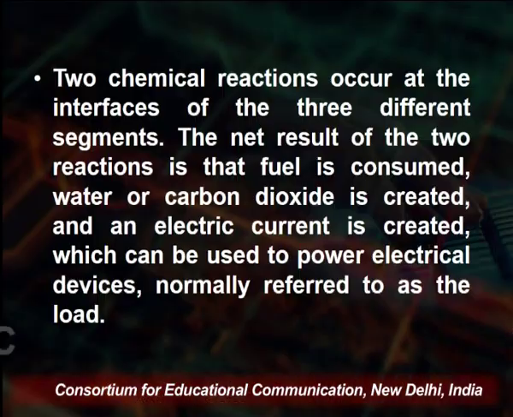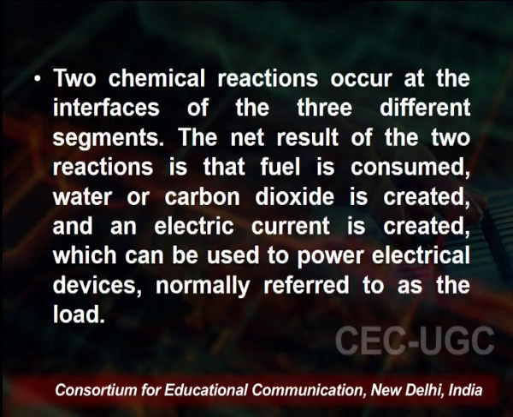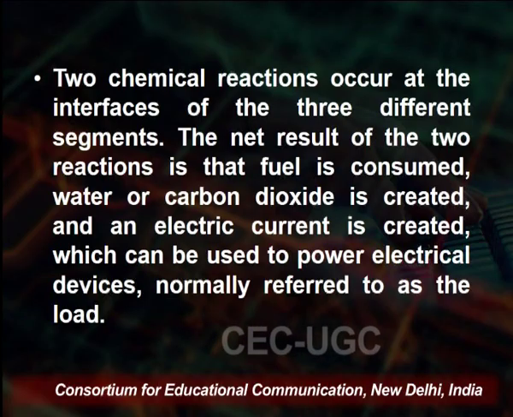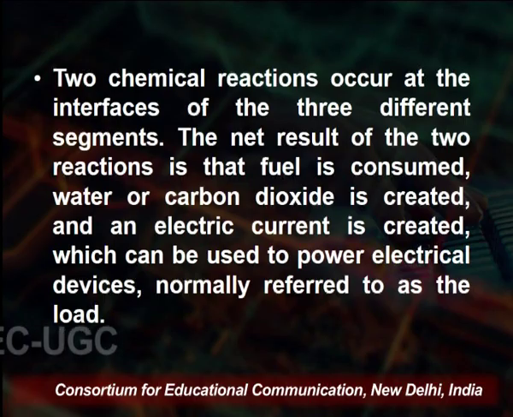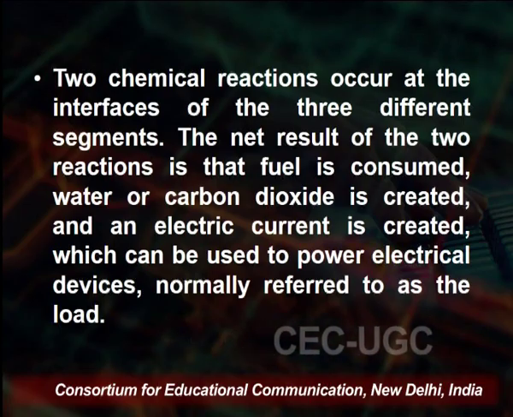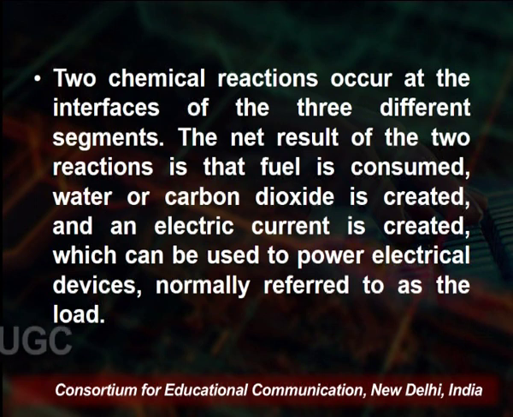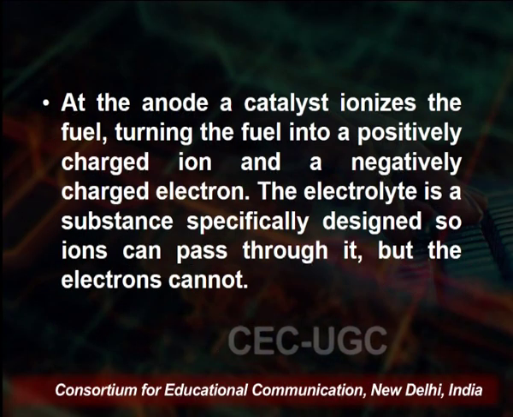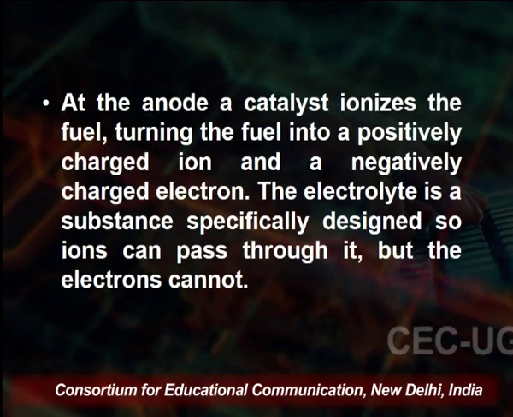So, two chemical reactions occur at the interface of the three different segments. The net result of the two reactions is that fuel is consumed, water or carbon dioxide is created, and electric current is created. This can be used to power electrical devices, normally referred to as a load. At the anode, the catalyst acts on the fuel, turning it into a positively charged ion and a negatively charged electron.